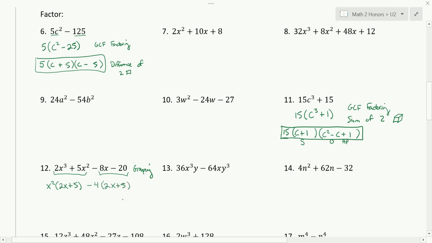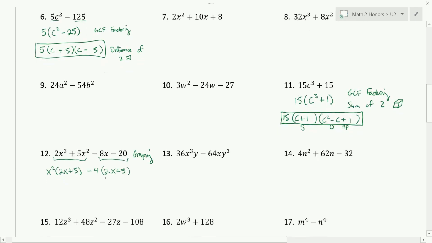We done? No, we haven't even factored it yet. And so now both terms have a 2x plus 5. Factor out that 2x plus 5. And what's left? X squared minus 4. All right, so we factored by grouping. Am I done with the problem now? No, because I got to keep looking. Is there more types of factoring that I can do? And yes, what do you see? The difference of 2 squares there, right?